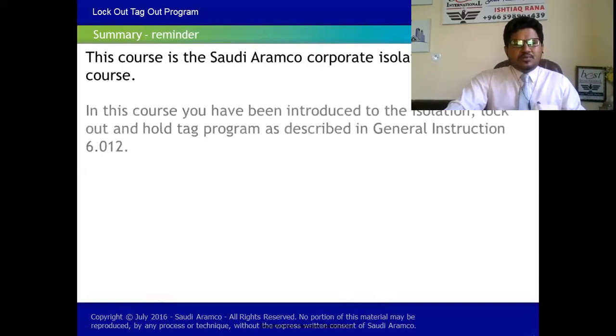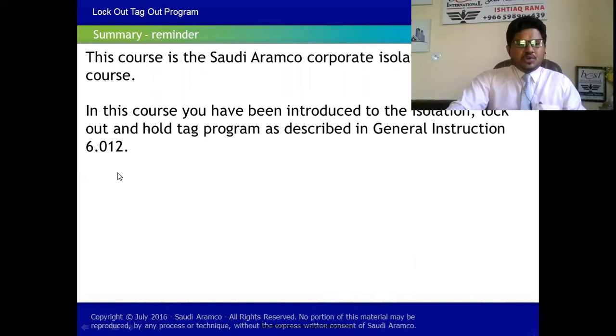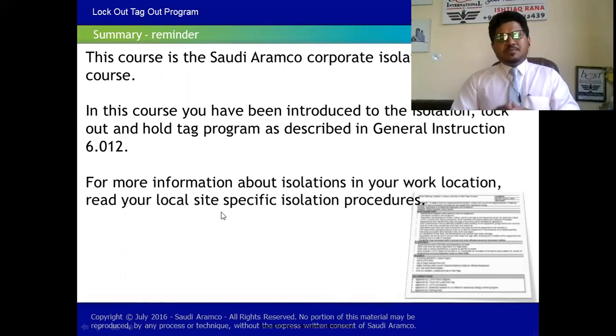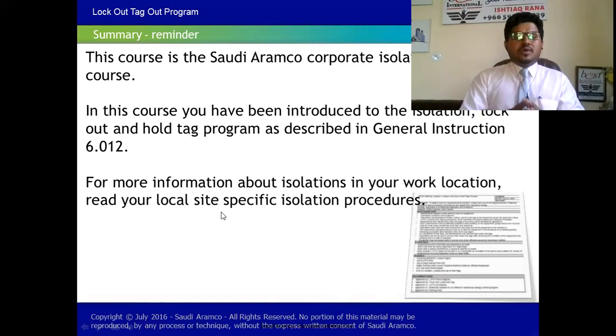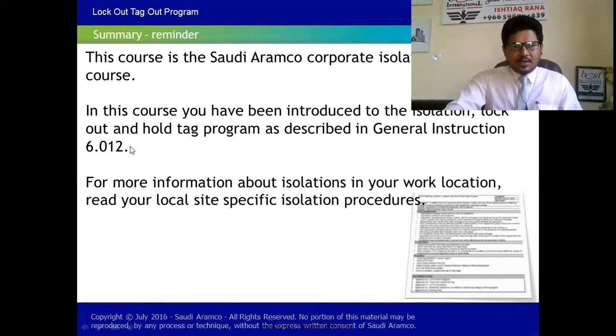So what is the summary of this course? We have introduced the isolation, lock and tag, hold tag program as described in GI 6.012. And for more information about isolation at your work location, read your local site procedures. A very important point is that at whichever site you are, make sure you have the site-specific isolation or lockout tagout procedures, which you truly need to understand. Maybe there is one lockout tagout or isolation procedure for electrical energy, another for mechanical, hydraulic and pneumatic, or maybe one procedure with all the details.